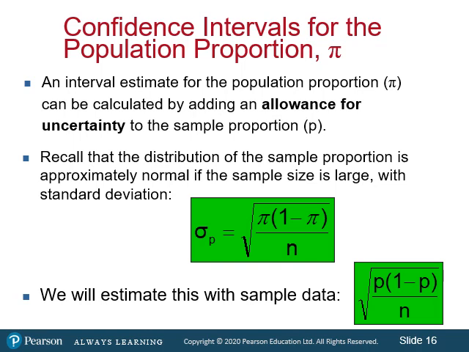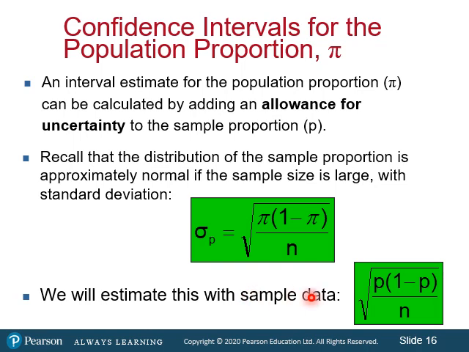So when we calculate the confidence interval for the population proportion, which is denoted by pi, an interval estimate for the population proportion can be calculated by adding an allowance for uncertainty to the sample proportion, P. Recall that the distribution of the sample proportion is approximately normal if the sample size is large, with standard deviation given as sigma P equals the square root of pi times 1 minus pi divided by N.